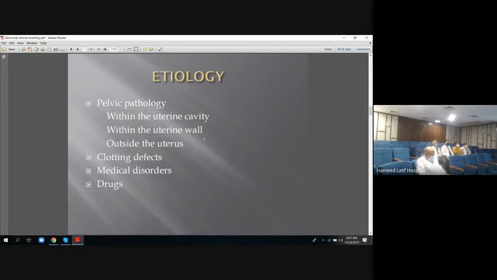Within the uterine cavity, it includes endometrial and cervical polyp, hyperplasia, CA endometrium, and intrauterine contraceptive devices. Within the uterine wall, it includes fibroid, adenomyosis, sarcoma, and cervical cancer. Outside the uterus includes endometriosis, pelvic inflammatory diseases, ovarian malignancies, and rarely polycystic ovarian diseases. It is not really such a cause of abnormal uterine bleeding. You can say ovarian pathology, ovarian dysfunction, not ovarian cancer. Ovarian cancer usually occurs late, usually in the menopausal age. Even if it is earlier, the hallmark of ovarian cancer is not abnormal uterine bleeding, so we do not use it that way here. Yes. Clotting defects, medical disorders which include thyroid dysfunction and the drugs, progesterones and warfarin.